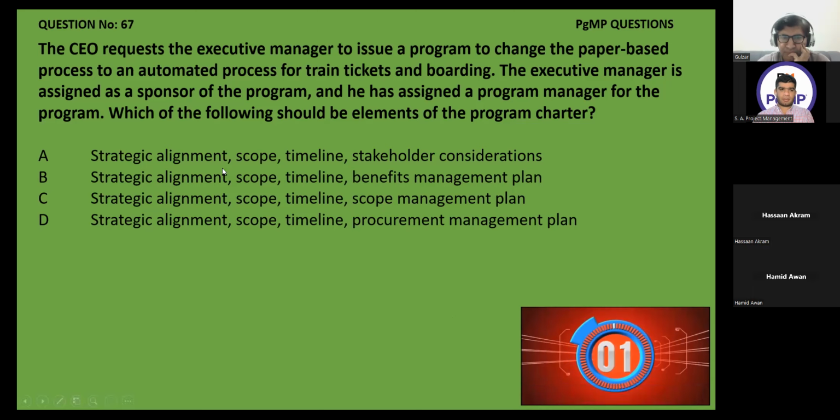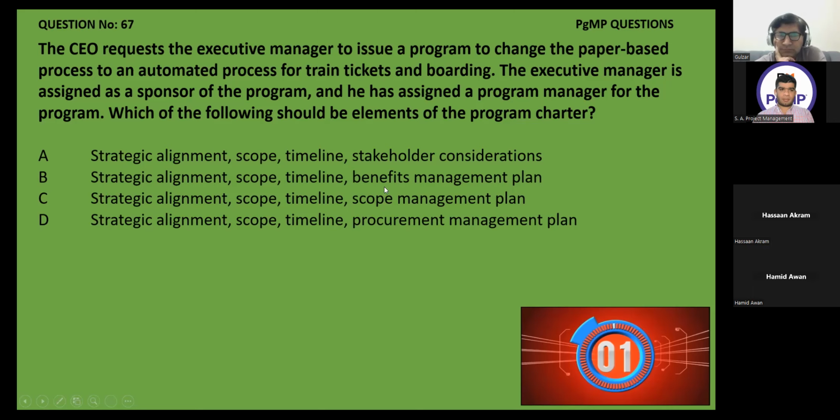Okay. So the question here is: which of the following should be the elements of the program charter? This is actually the question. What are the elements of the program charter? So if I ask someone, Hamid sir, why the answer cannot be other than A? Strategic alignment, scope, timeline is common in all the three. Okay. So we are only looking at the fourth option.